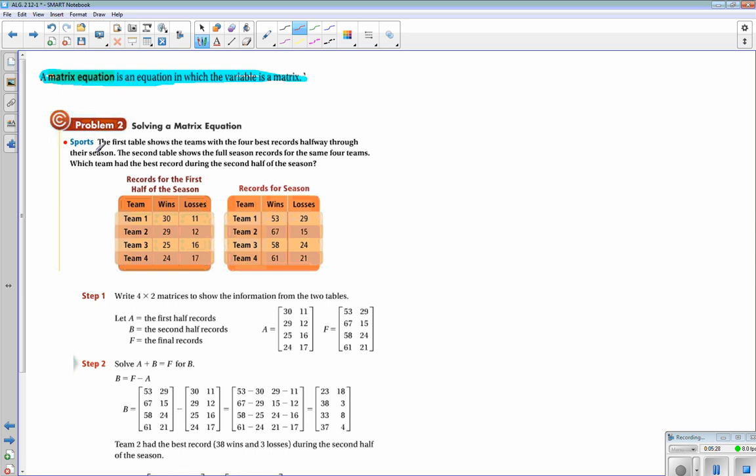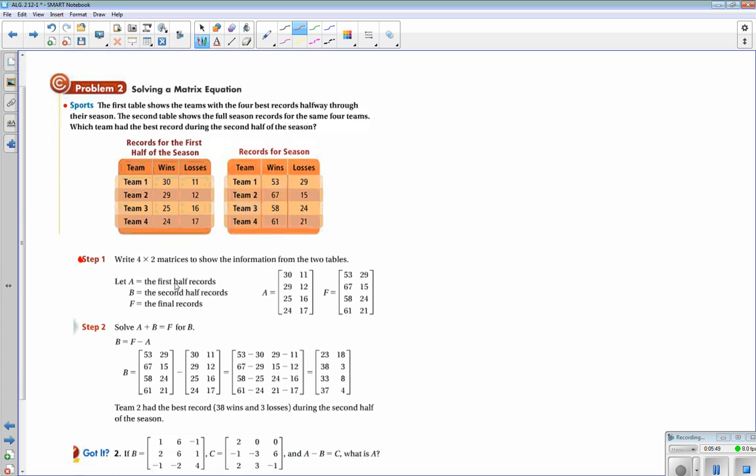So the first table shows the teams with the 4 best records halfway through their season. The second table shows the full season records for the same 4 teams. Which team had the best records during the second half of the season? So we're going to write 4x2 matrices to show information from the 2 tables.